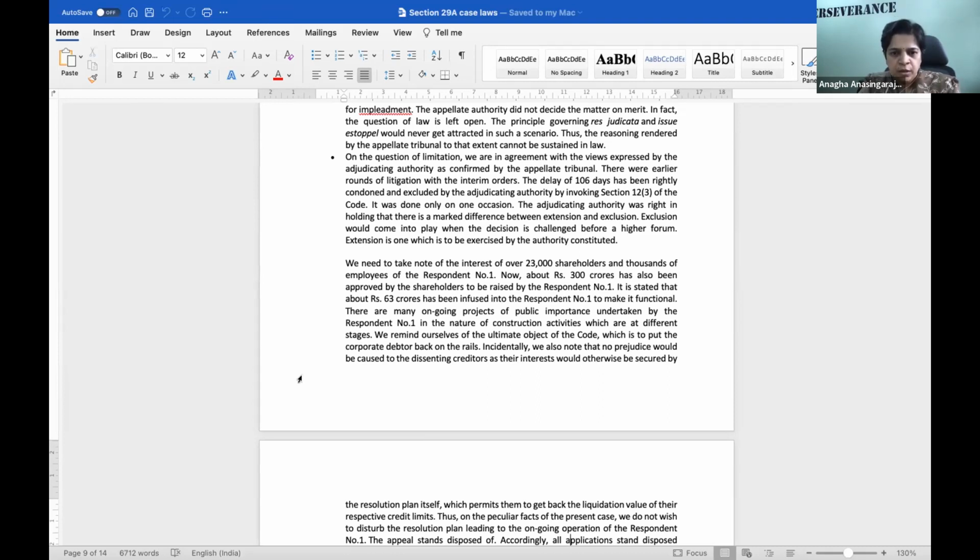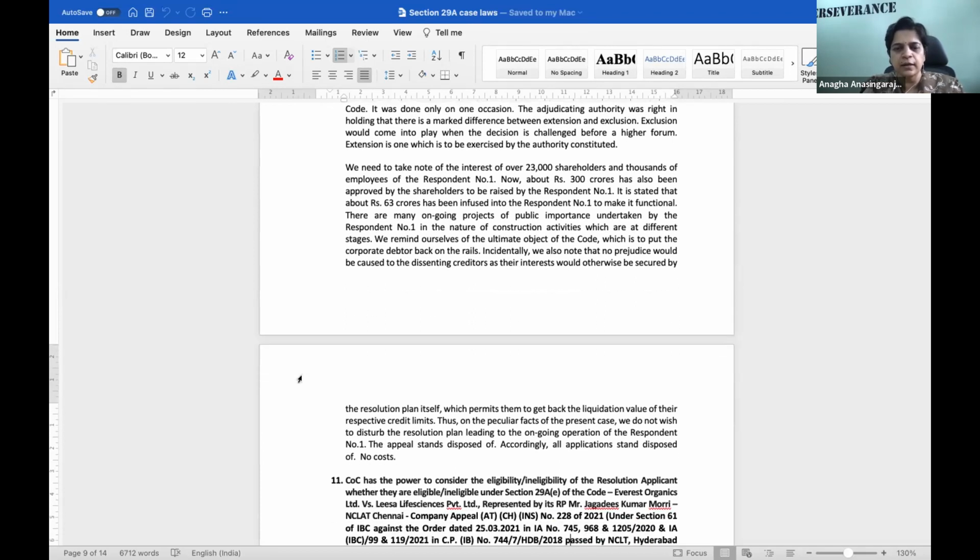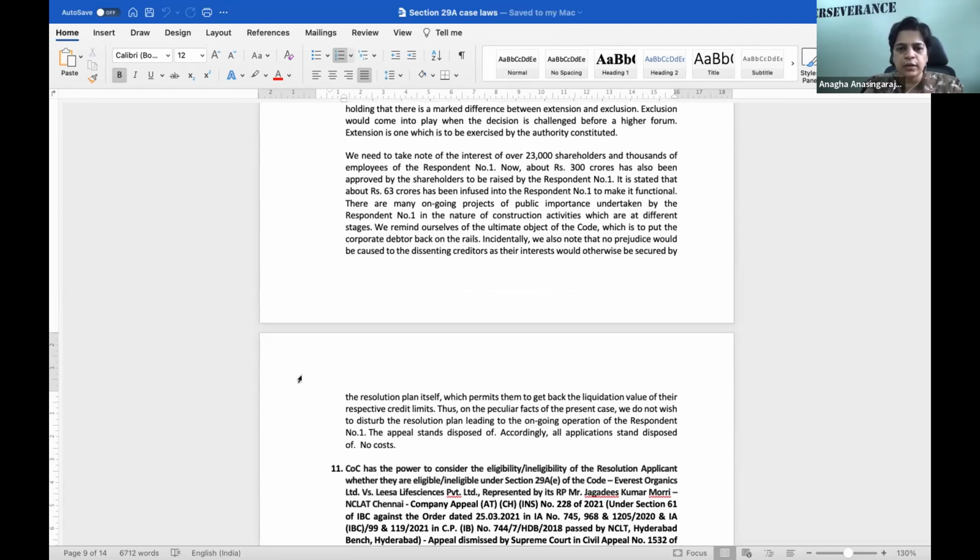So what they say after this is interesting. We remind ourselves of the ultimate object of the code, which is to put the corporate debtor back on the rails. Incidentally, we also note that no prejudice would be caused to the dissenting creditors, as their interest would otherwise be secured by the plan itself, which permits them to get back the liquidation value of their respective credit limits. Thus, on the peculiar facts of the case, we do not wish to disturb the resolution plan leading to the ongoing operation of the R1, and the appeal is disposed of. But they have specifically made it clear that this is applicable only to this particular case, and it should not be treated as a norm for other cases.